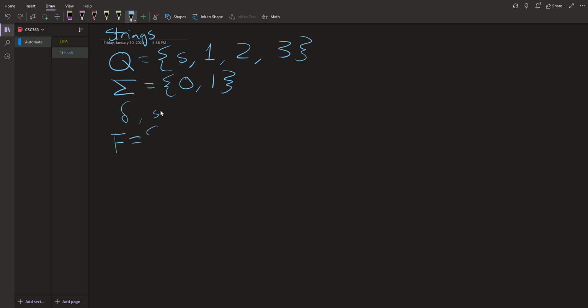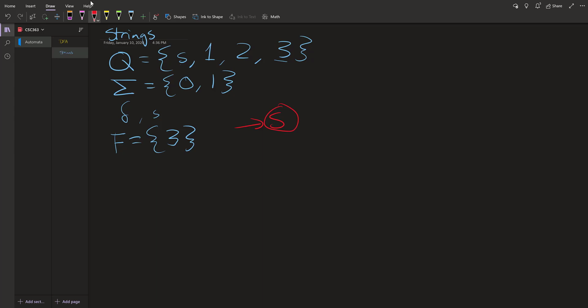The set of accepting states, let's say, is only 3. So 3 is our accepting state. Okay, so let's draw this DFA we've defined. Let me draw it in red. So this is the starting state. We just draw an arrow coming into S to indicate that it's the one we start with.